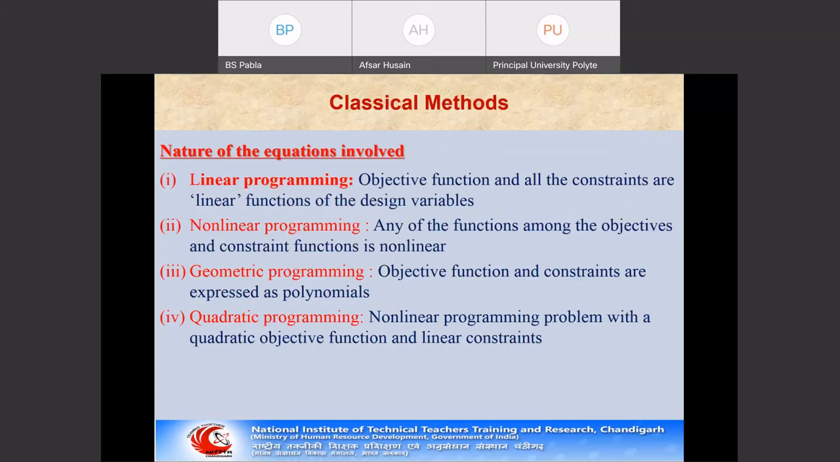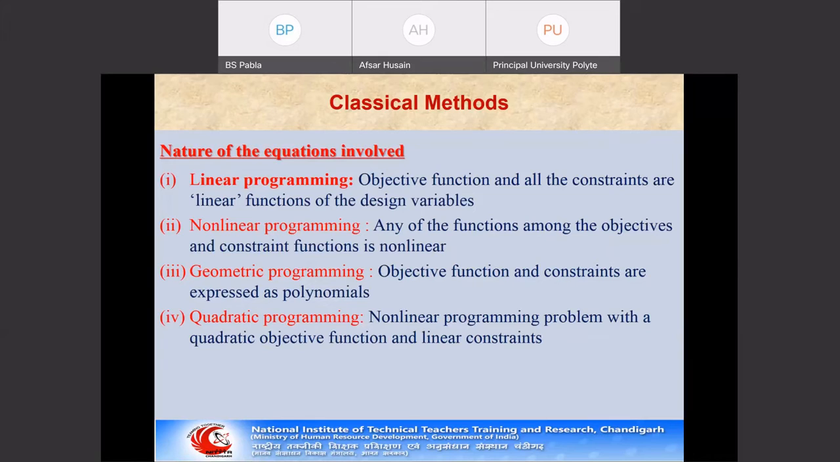Linear programming. What is linear programming? We call it linear when the objective function, that means the objective function is a mathematical equation, and all the constraints are linear functions of design variables. When we say it is linear, we mean the power of any variable in the objective function or in the constraint is 1. It can be a constant, but the power cannot be more than 1. It cannot be x square, x cube, something like that. It is only x, x1, x2, x3.